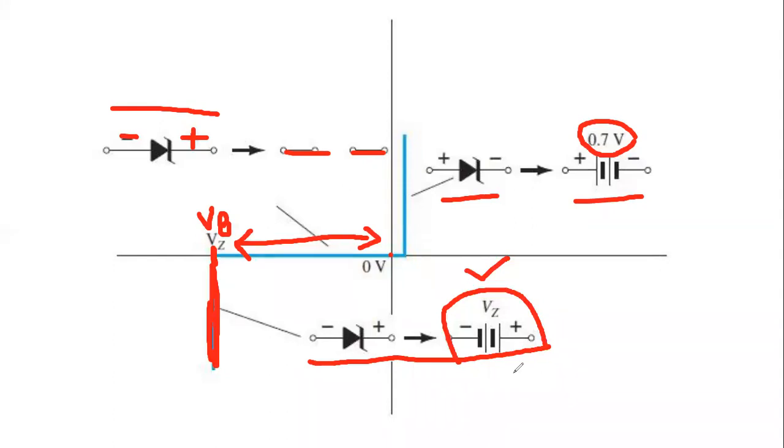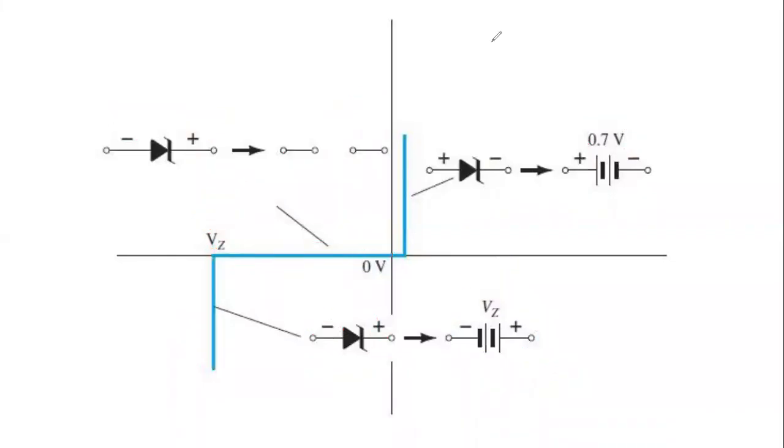So from 0 to VZ or VB, it is open circuit. But when it reaches exactly the VB point, we see that the current starts to flow. So when current starts to flow, we can replace the Zener diode with a voltage source, and the direction will remain the same, like the reverse bias condition. So this was the difference.